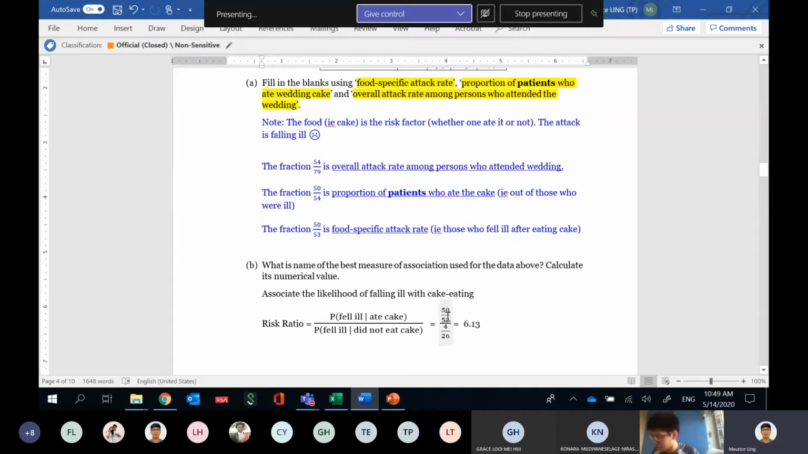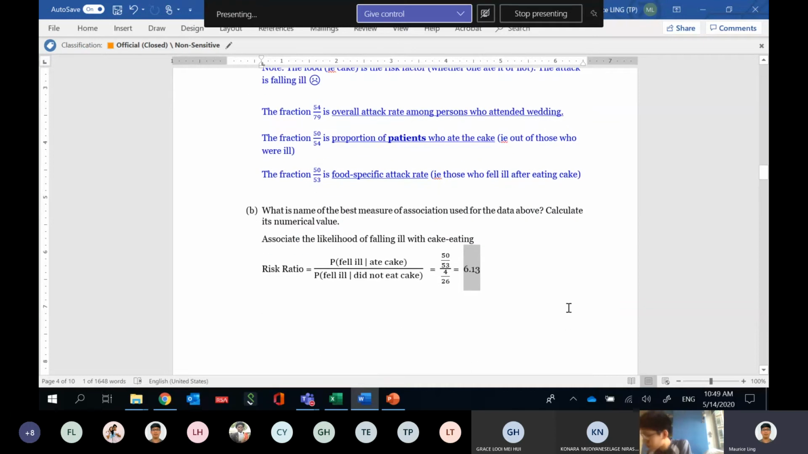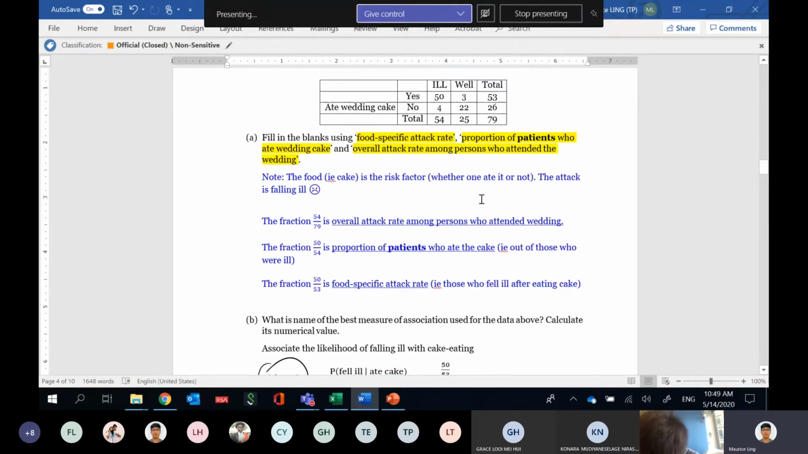The person who ate the cake and fell ill divided by the person who fell ill and did not eat the cake. So it's actually 6.5 over 1.3. So there is a high likelihood that by eating the cake you fall ill. Okay, so there's a good relation there. So it's relative risk. It's called risk ratio, but it's also known as relative risk. Essentially it is this number divided by those who fall ill but did not eat the cake. So those who fall ill and did not eat a cake means that you're just a bit unlucky.